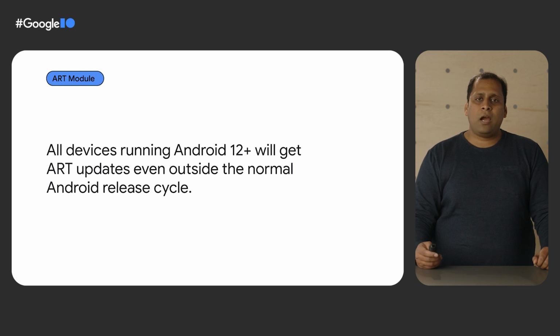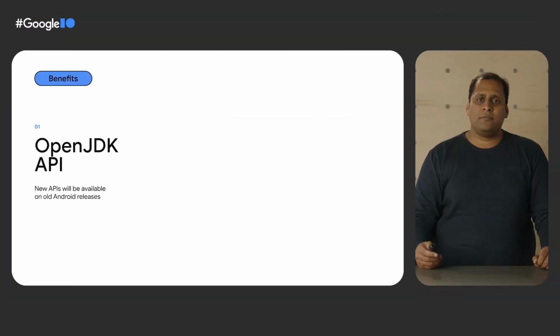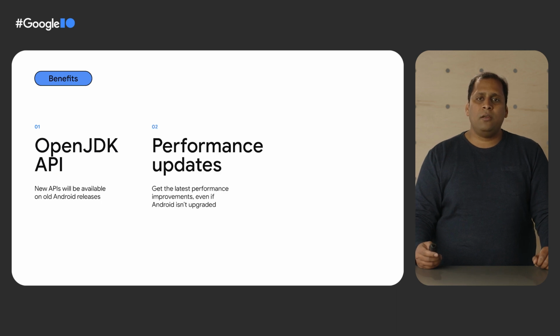In Android 12, ART also became a mainline module. This means that any device running Android 12 and above will get ART updates outside the Android release cycle, and runtime improvements will be mostly backwards compatible. This has enormous potential because it enables us to make new OpenJDK APIs available on old Android releases. This means that newer versions of apps which use advanced OpenJDK APIs will be able to keep their min SDK at Android 12 for much longer. Similarly, all the amazing performance improvements that we continue to make in ART will be available down to Android 12.